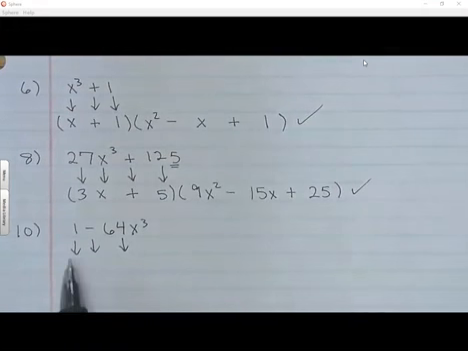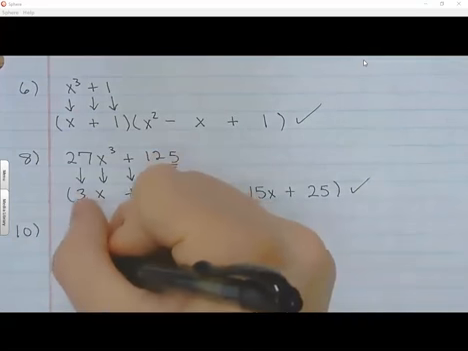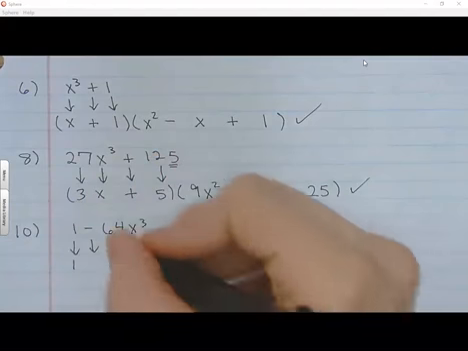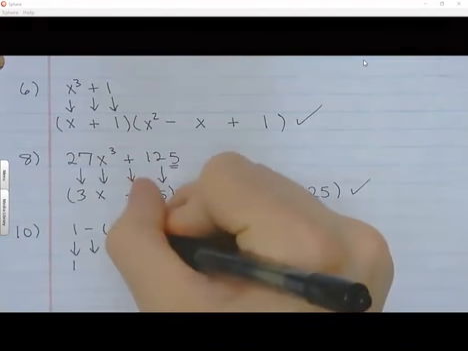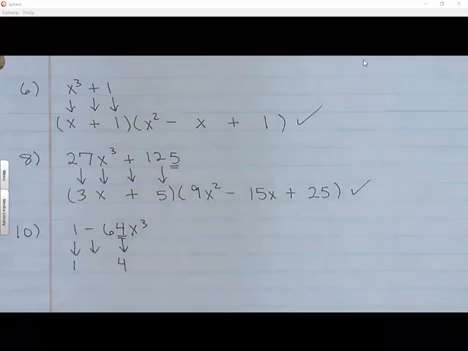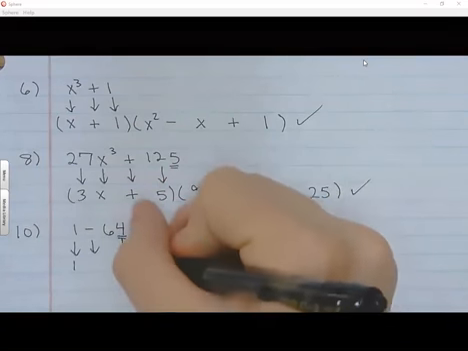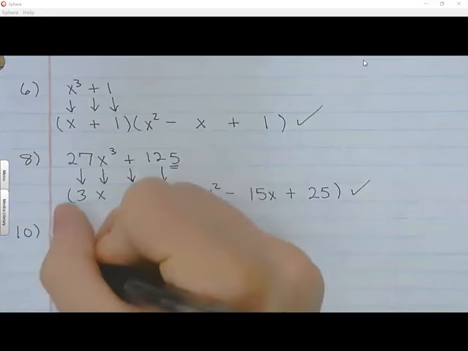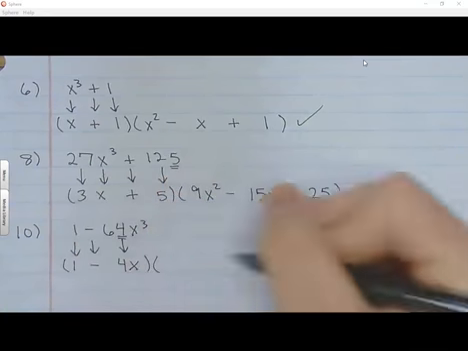So what's the cube root of 1? That would just be 1, right? What's the cube root of 64? That would be 4, right? And then the cube root of x cubed would just be x. Okay, so my first part is going to be 1. My second part is going to be 4x. And I bring down the same sign, because that's what the S in SOAP stands for.